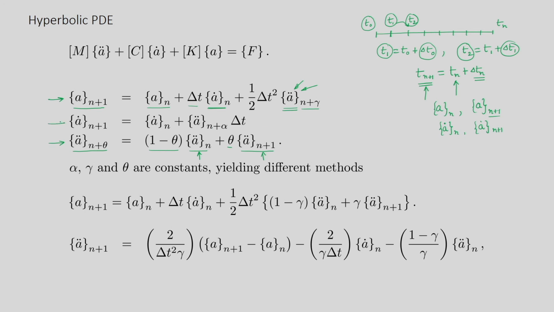Now in this case the second expression tells us that velocity at n plus 1 is equal to the velocity at nth instant plus acceleration at n plus alpha into delta t. Delta t is the time step. Here we have assumed that all the time steps are equal: delta t0 equals delta t1 equals delta t2 and so on, and all are equal to delta t. Now gamma and alpha are basically constants, and we can choose different values of gamma and alpha, and I will show you that that leads to different numerical schemes.